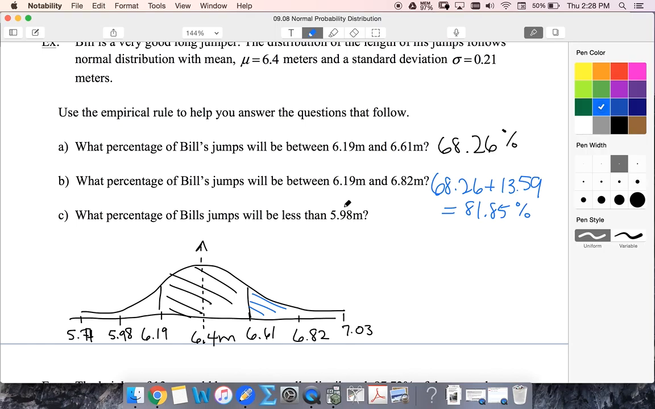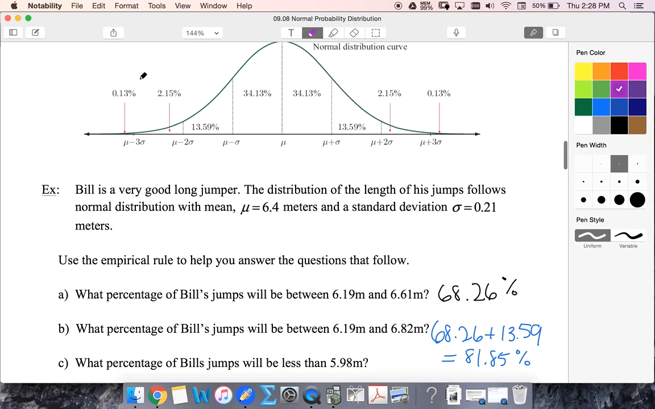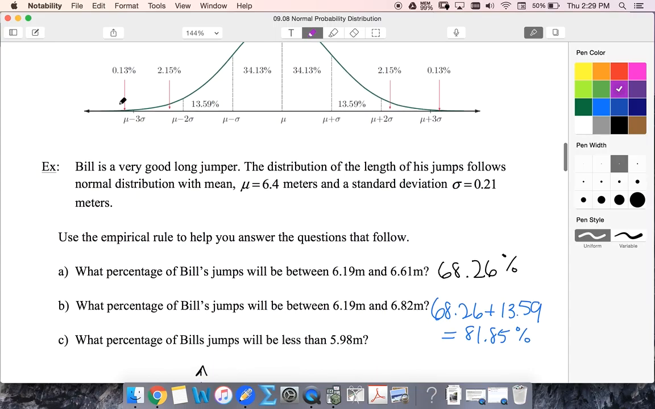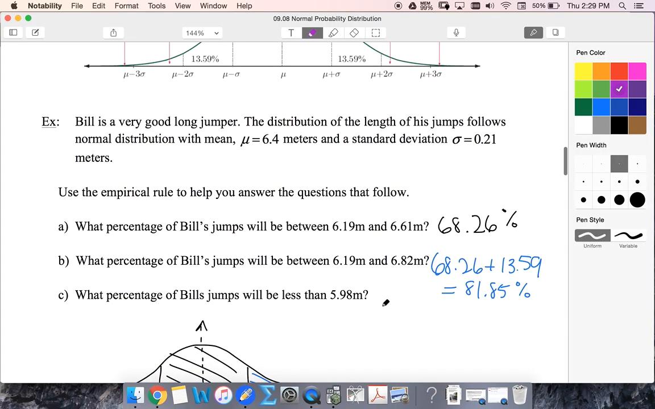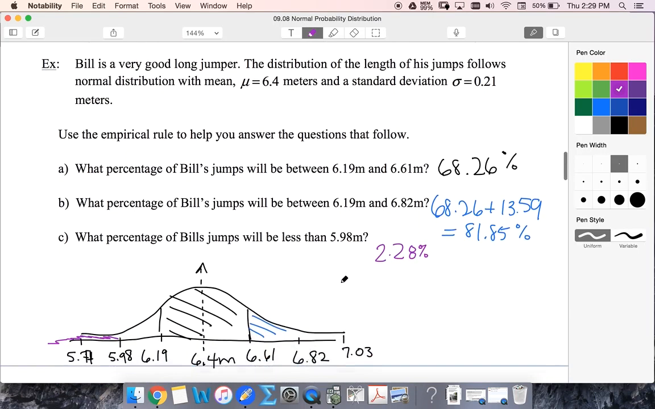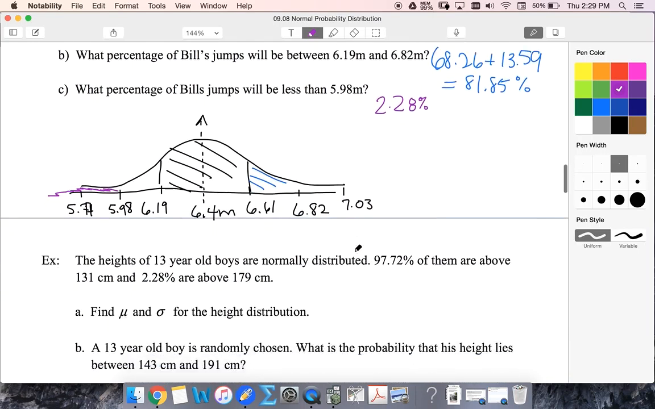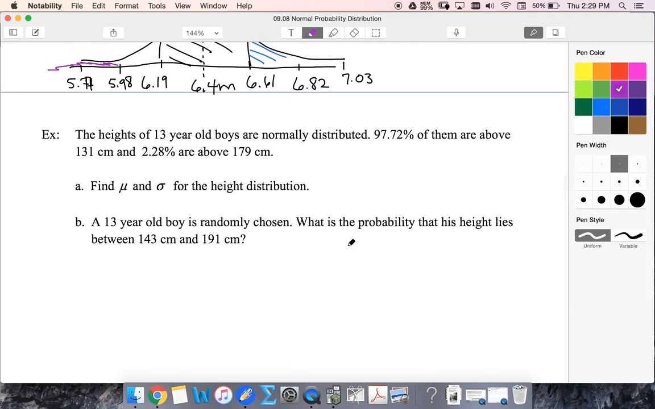Okay, less than 5.98. That's going to be this region here. So I know that those two regions, 2.15 plus 0.13, that one I can do, 2.28%. So very few of his jumps will be less than 5.98 meters. All right, I'll come back in our next video and do this example.